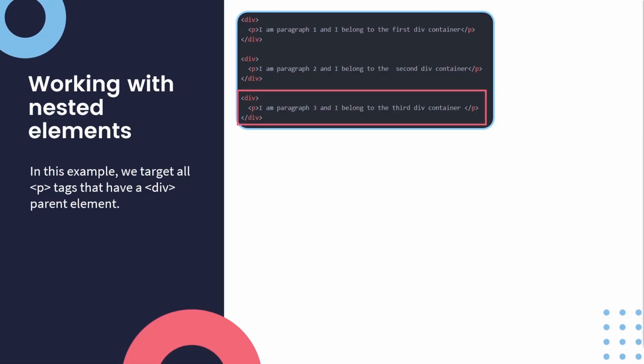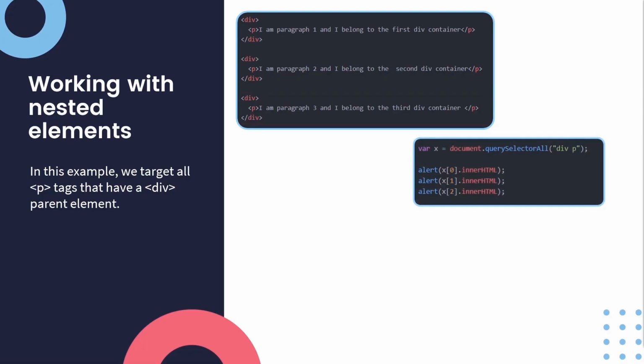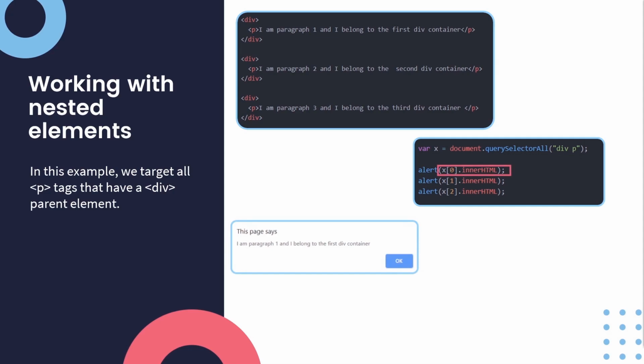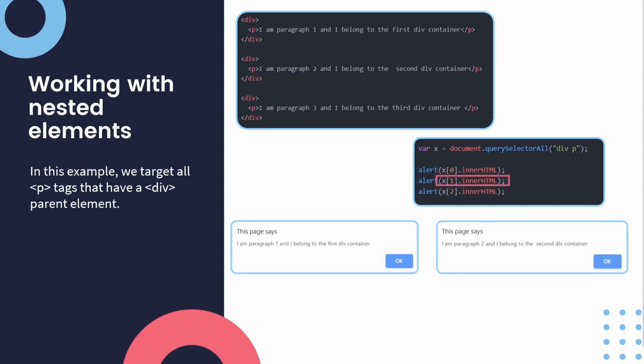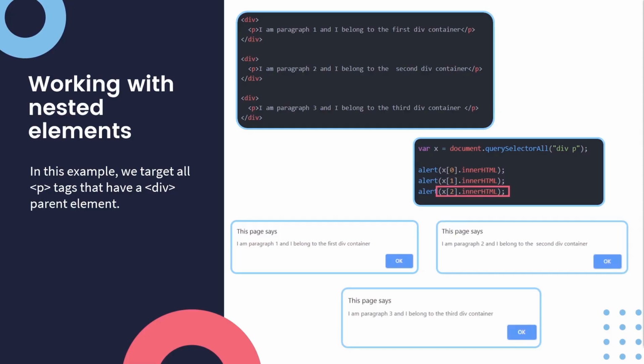Now let's assess the JavaScript code. In this example, we pretty much do the same thing. We set the variable x. The only difference here is that document.querySelectorAll calls div space p. We are not targeting the div container. Essentially, we are targeting the paragraph tag inside of the different div containers. And then we could also loop if we wanted to, but we would just call that index, the first one being 0, the second one being 1, and the third one being 2, or the value being the first value, the second value, and the third value inside of our array object.